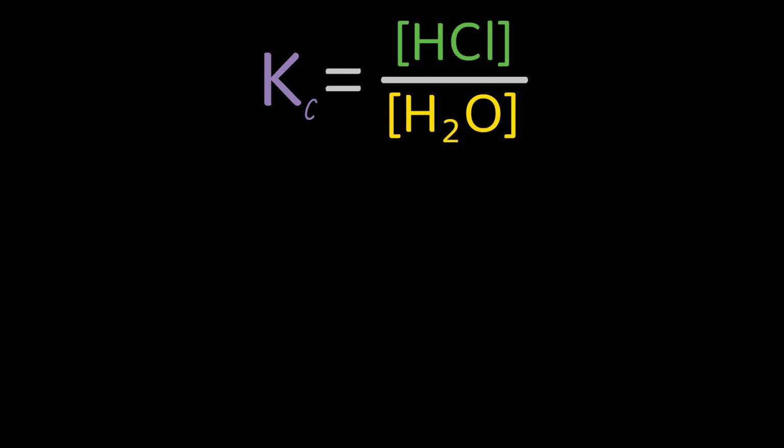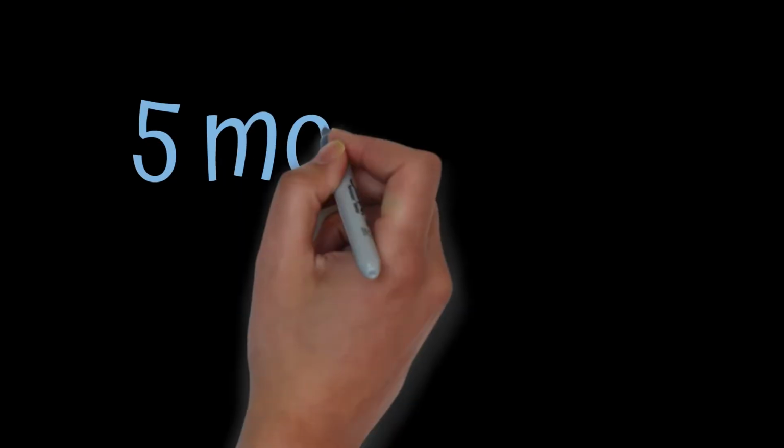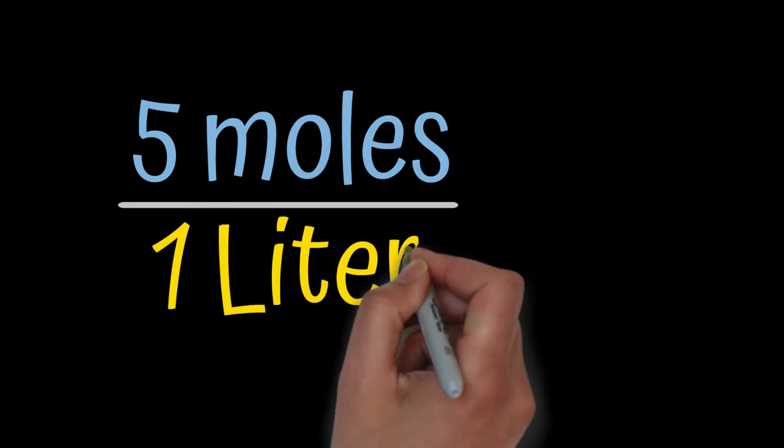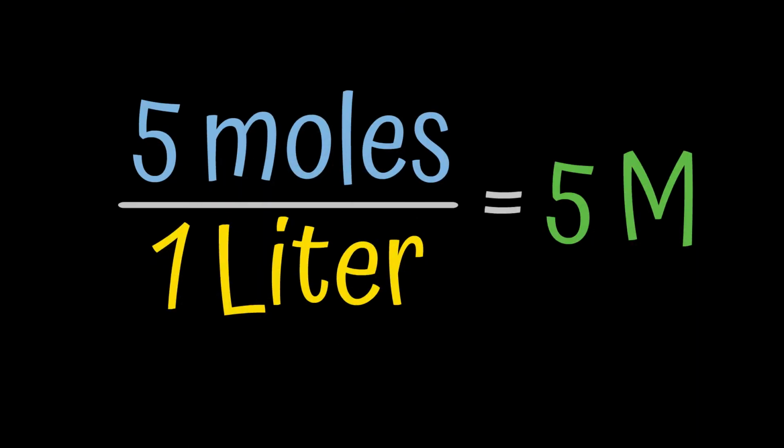For equations with all the substances in the gas phase, we can write K in terms of partial pressures of all of the gases. Additionally, gases can be considered in terms of concentration, such that 5 moles of gas in a 1 liter container is 5 molar.